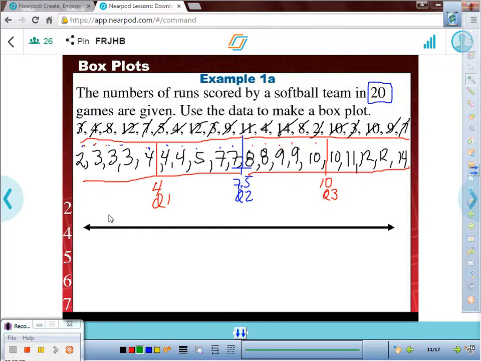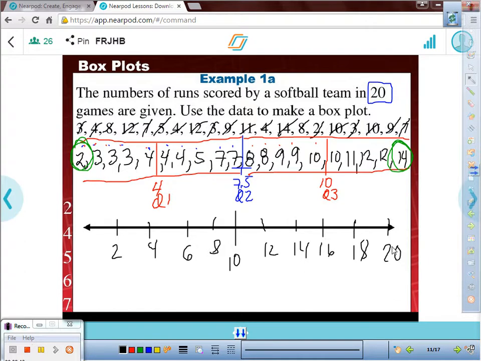So here we go. What's our minimum score? 2. What's our maximum? 14. So now that I have that, I'm going to create a number line. Look up, please. Here goes. I have my number line. I know that I have scores all the way to 14, so I'm going to space this out in 2s, and I'm going to start at the middle. I'm going about right here, and I'm going to label this 10. So then I'm going to go 2, 4, 6, 8, 12, 14, 16, 18, 20.